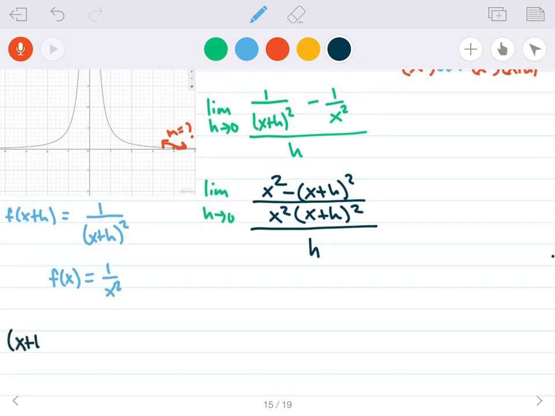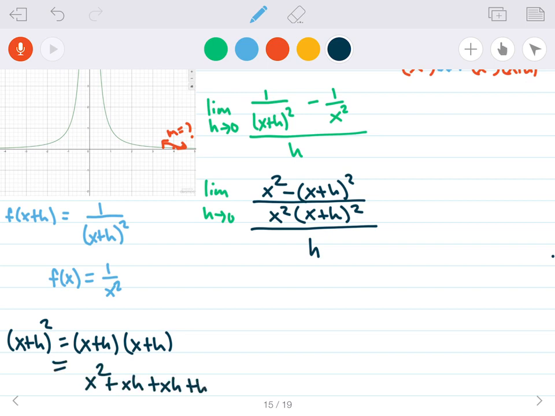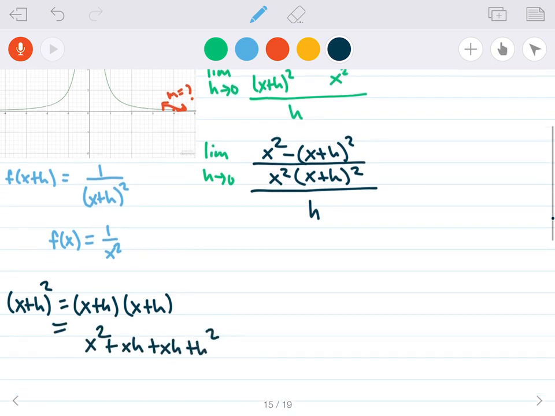x plus h squared is the same thing as x plus h times x plus h. First, x squared outer plus xh inner plus xh, and last plus h squared. So x plus h squared is the same thing as x squared plus 2xh plus h squared. So I can replace that wherever I see an x plus h squared to see if anything is going to cancel out.